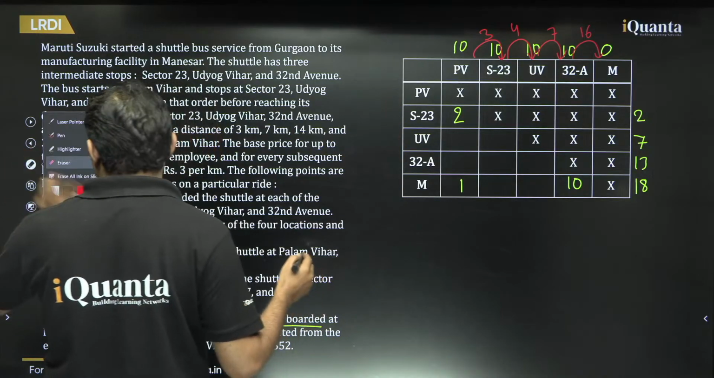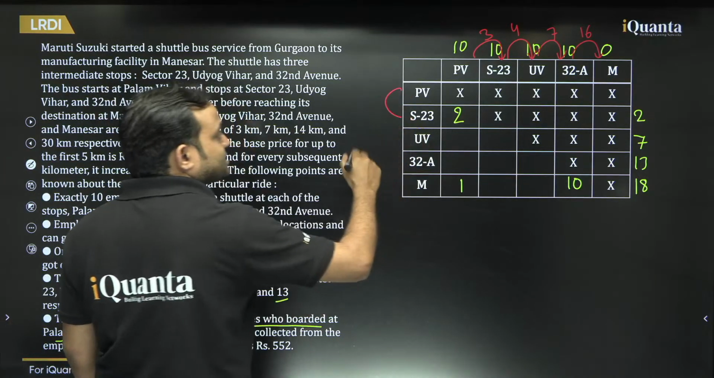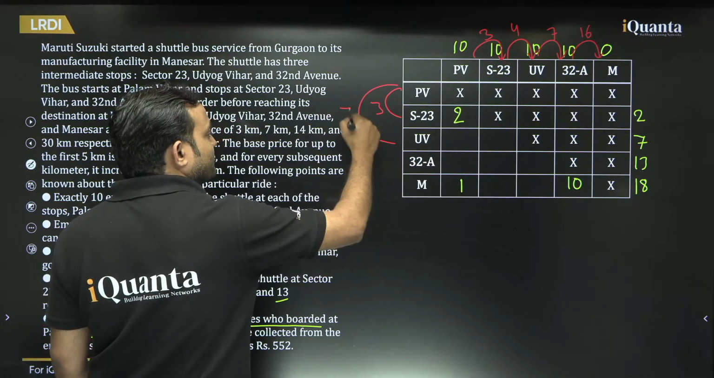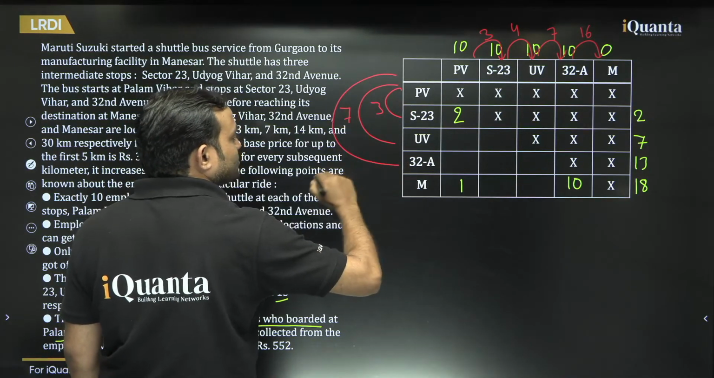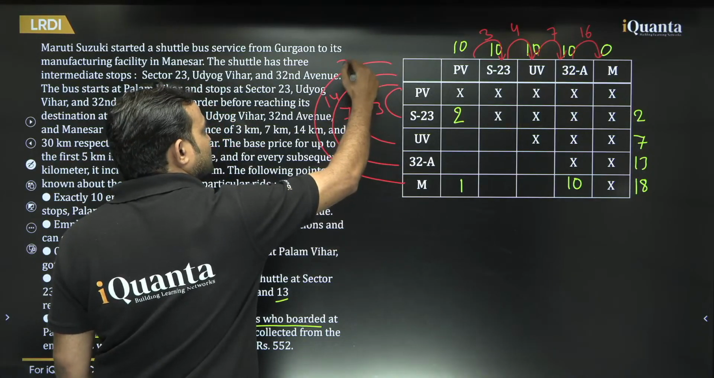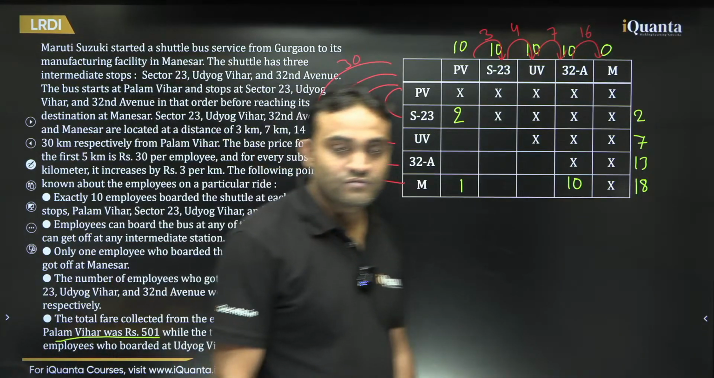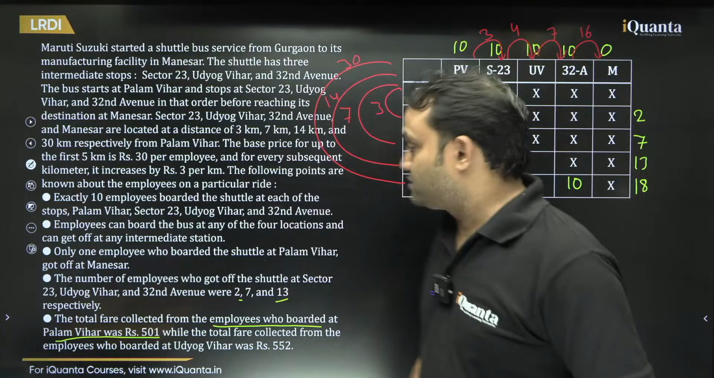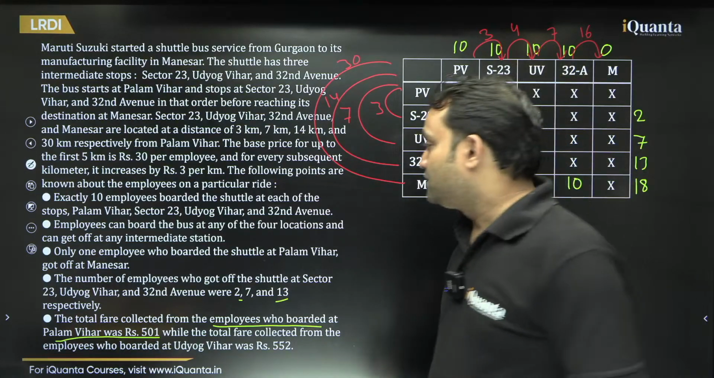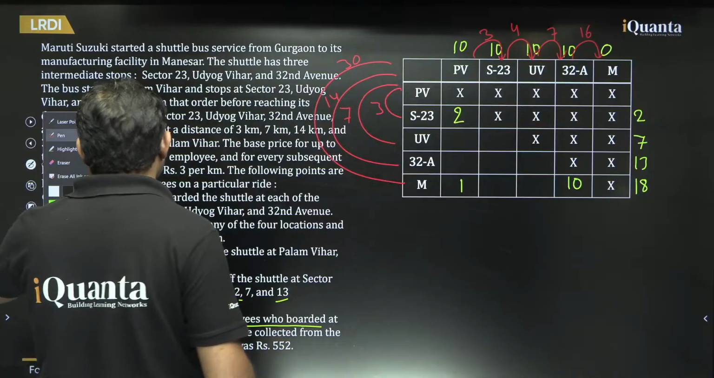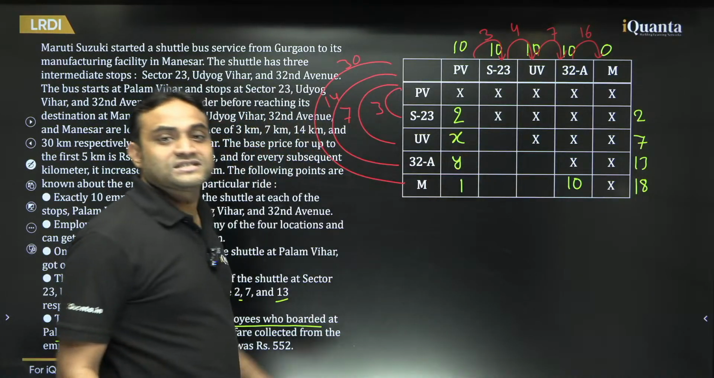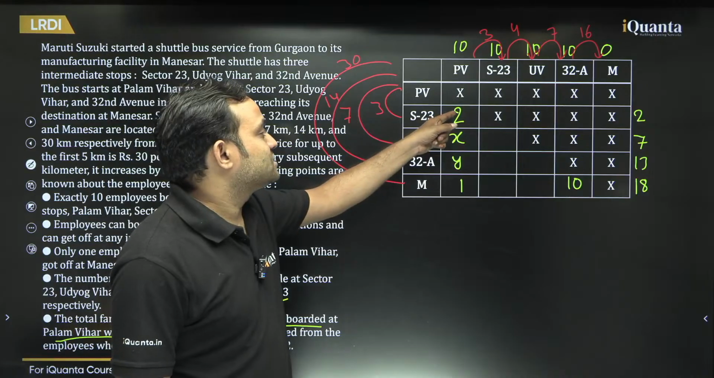Let's write it down like this. From Palam Vihar to sector 23, 3 kilometer. From Palam Vihar to Udyog Vihar, 7 kilometer. From Palam Vihar to 32nd Avenue, 14. From Palam Vihar to Manesar, 30. Total amount paid by these 10 employees is 501. If this value is x, this value is y, what is the total amount paid by these 10?